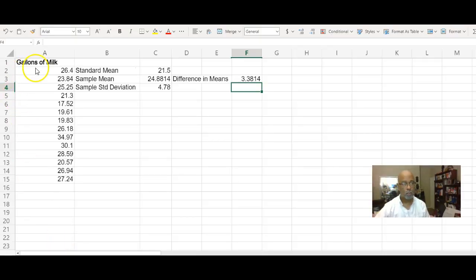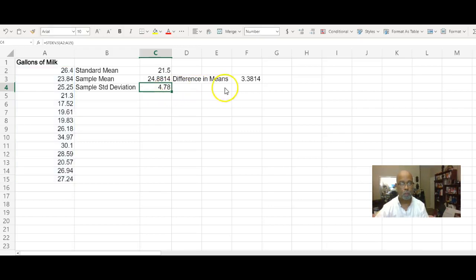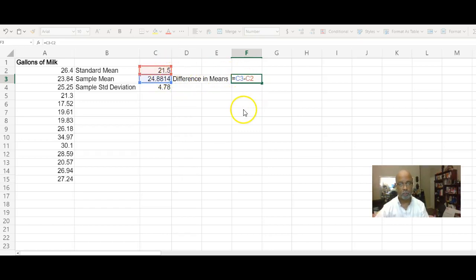So in going to the sample data, I brought over the standard mean because one of the problems that we read asked for the difference. So we need the standard mean that we were given. We determine the sample mean with the average built-in formula and the sample standard deviation with the built-in formula for the sample standard deviation. And using just a simple calculation, I calculated the difference between the means. This is the point estimate of the difference between the means.